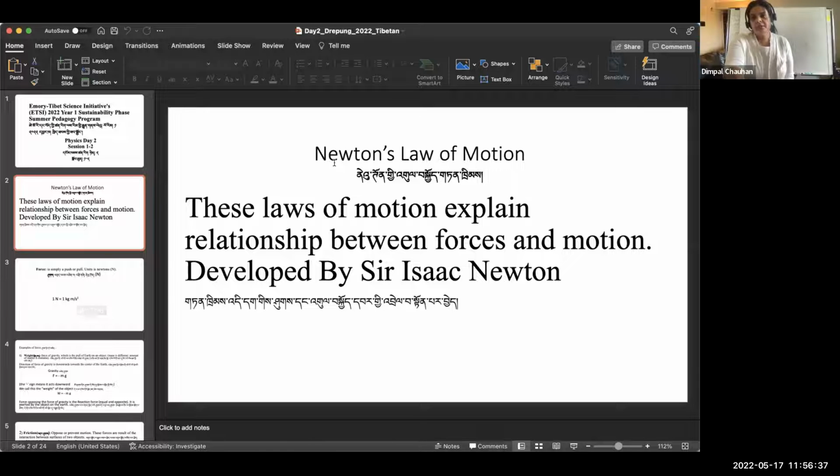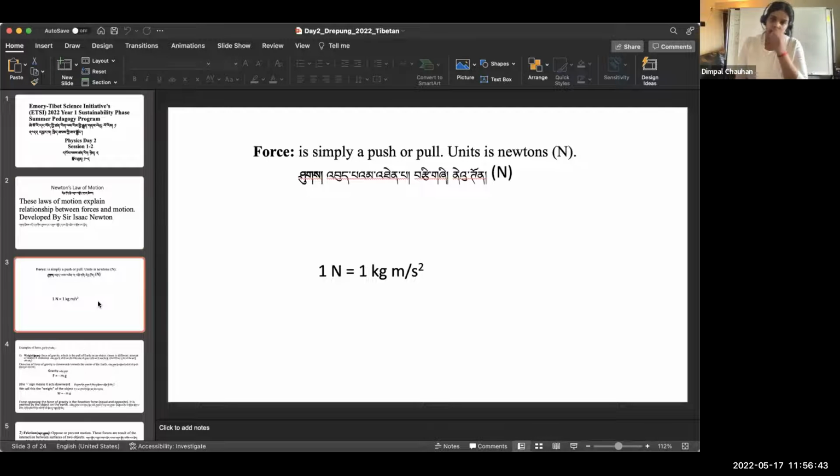So as the name says, it was developed by Sir Isaac Newton, and let's see. So I'm going to describe, like, just define some of the terms that we will use to describe these laws of motion.